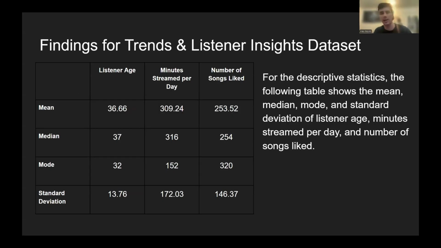These were some of our findings for our trends and listener insights from all of our data sets. For the descriptive statistics, the following table shows the mean, median, mode, and standard deviation of listeners' ages, minutes streamed per day, and number of songs liked. You see our mean for the listeners' age, minutes streamed per day, and number of songs liked is pretty similar to our median, minus the minutes streamed per day, which has a bit more of a difference than the other two. But if you go on to mode and standard deviation, they're not similar at all.